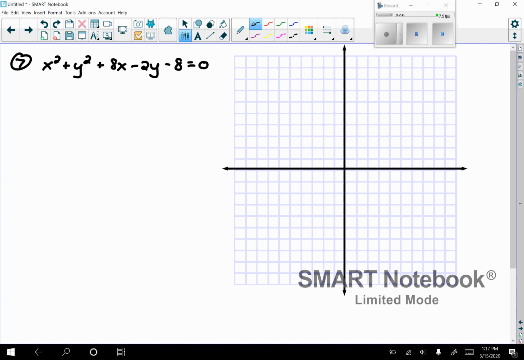All right, now for 7 here, we see both an x squared and a y squared, same coefficients, so this is going to be a circle, but we have to get this in vertex form. So I'm going to keep my x terms together, x squared plus 8x, leave a little bit of space, then plus y squared minus 2y, leave a little bit of space. I am going to take the minus 8 to the other side, because with a circle, we want to get a number on that other side.